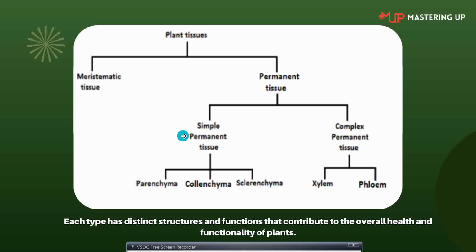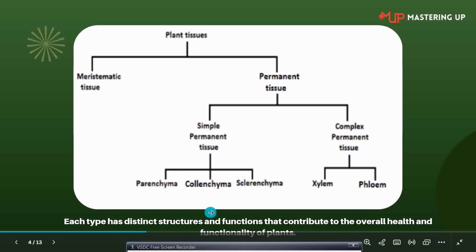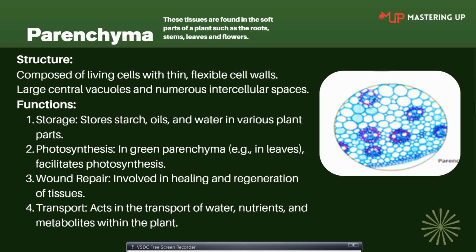Simple permanent tissues are there, complex permanent tissues are there. Simple permanent tissues contain parenchyma, collenchyma and sclerenchyma. Complex permanent tissues have xylem and phloem, and each type has different structures and functions. Now the parenchyma, they are present in the soft parts of the plants, so they are flexible. The cell is thin and flexible. They have large intercellular spaces and large vacuoles in them. So their functions are storage, photosynthesis, wound repair and transport.